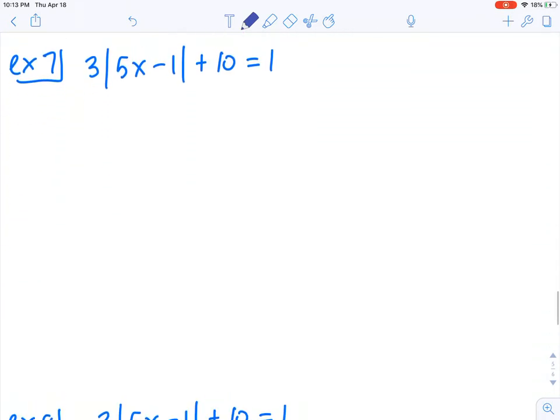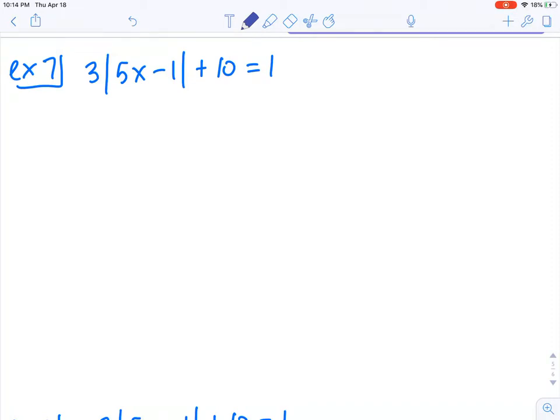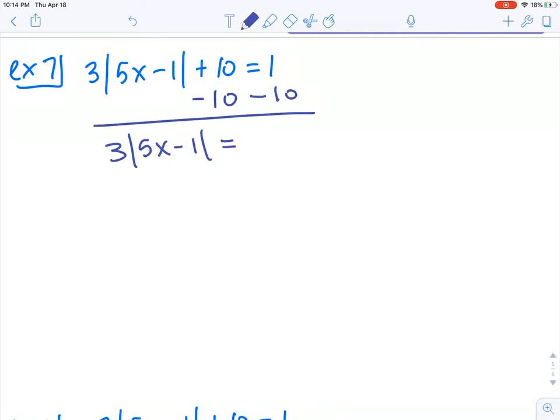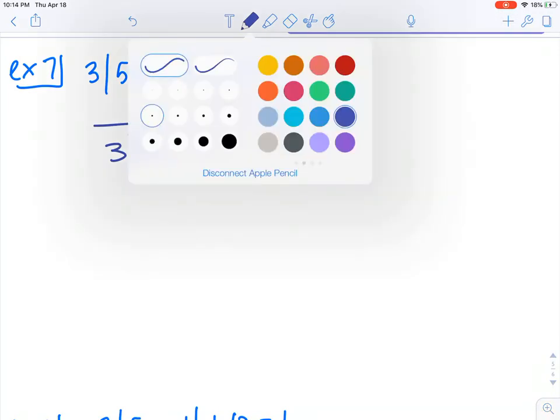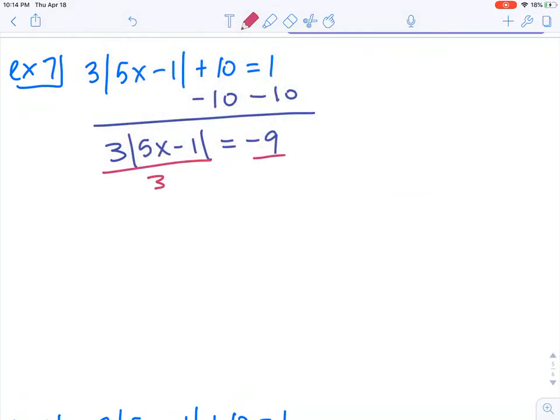Let's try our next example. Example 7. We have prison guards. We need to isolate everything in absolute value first. The absolute value of 5x minus 1 needs to be by itself on the left-hand side before we set up our two cases. So we begin this process by subtracting 10 from both sides. So 3 times the absolute value of 5x minus 1 is equal to negative 9. From here, we'll divide both sides by 3. The absolute value of 5x minus 1 is equal to negative 3.